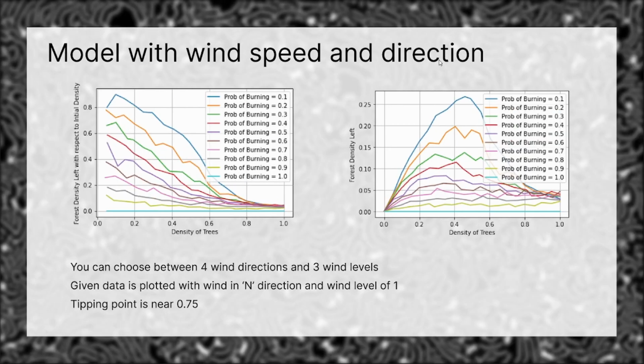The nature of the graphs is similar to the previous graphs, but we can see that in the first graph the ratio is decreasing faster than in the previous models. On the right hand side, we can see that the initial increment is similar, but the decrement in the end is faster than previous graphs, and the tipping point in this graph is at around 0.75 density, as we can see in the graphs.